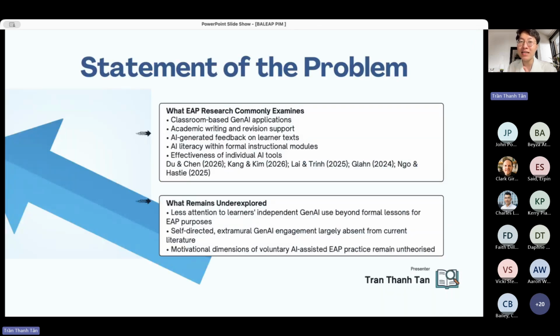Actually, these days, research in EAP relating to AI mostly focuses on classroom-based GenAI applications, academic writing, or revision support. Some papers explore feedback on learner text and the effectiveness of individual AI tools. What remains unexplored is, first, that there has been less attention to learners' independent GenAI use beyond formal lessons, how students self-direct when they use AI in the extramural environment, and what motivates them to use AI there.